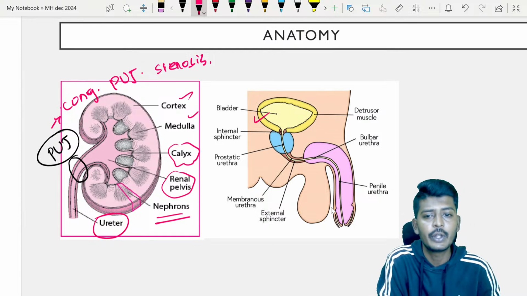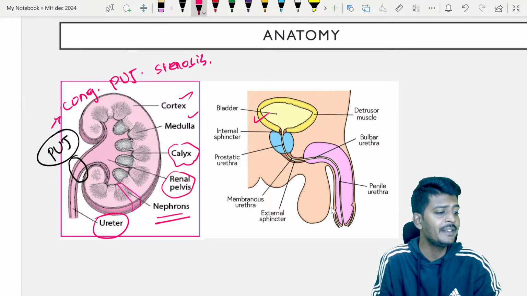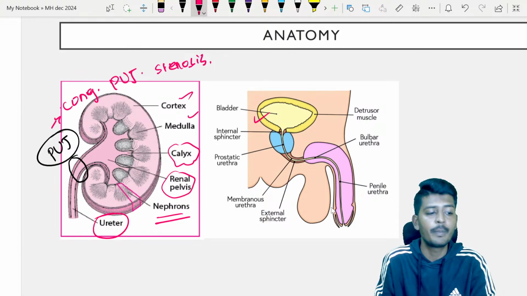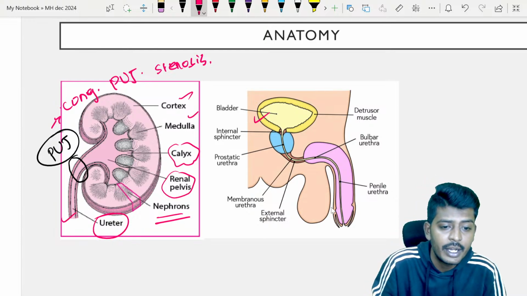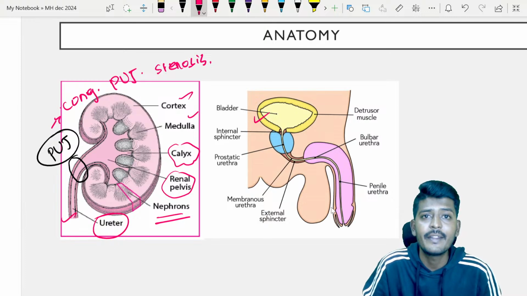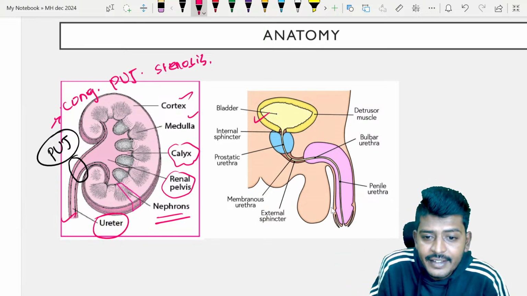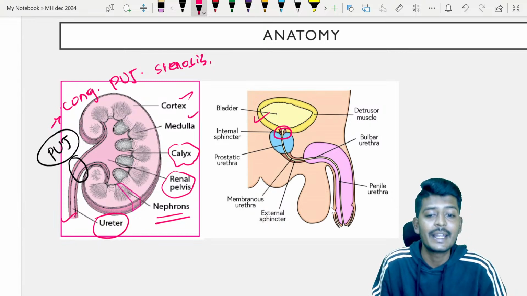Into the bladder. In the bladder, we have three openings. What are the three openings we have? That is, my dear students, two openings for ureters, one ureter from one kidney, another ureter from another kidney. Two ureters open into the bladder, and this bladder has an internal sphincter, which we also call an internal meatus.